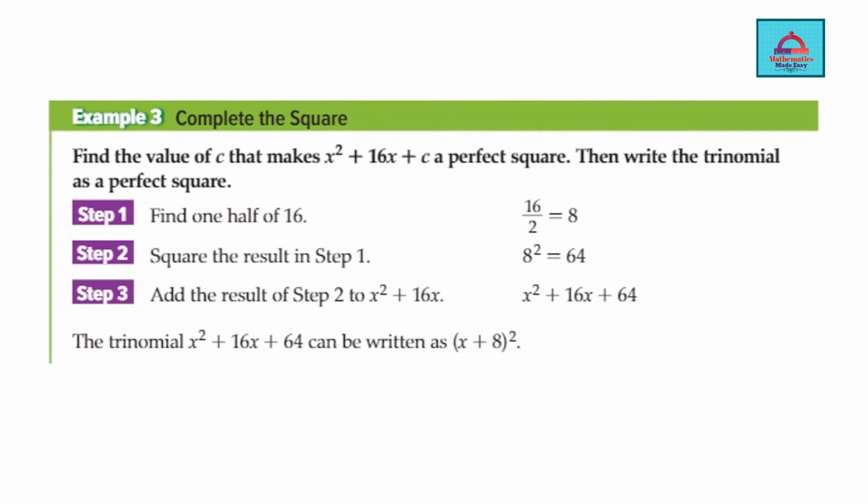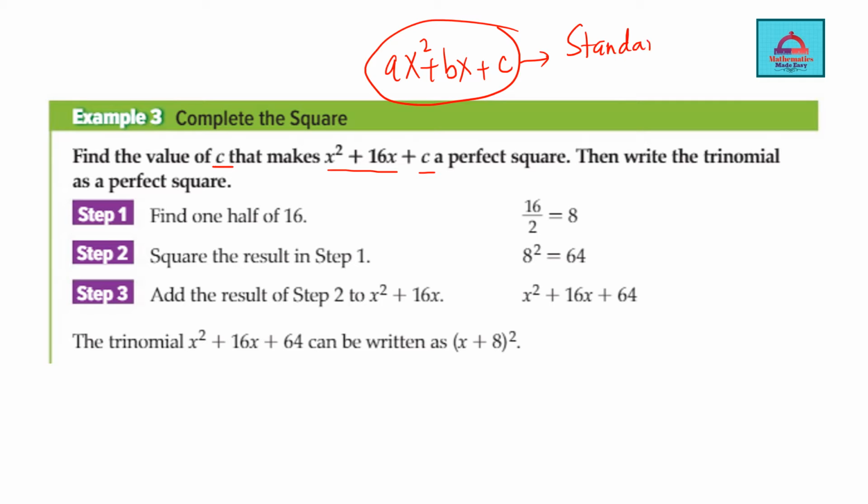So first I'm taking a solved example. I will explain this to you and then we'll do one question together. Find the value of c that makes x square plus 16x plus c a perfect square. If you compare with ax square plus bx plus c, this is the standard form of a quadratic function, or a quadratic equation. Here the coefficient of x is important, so the value of b is 16.